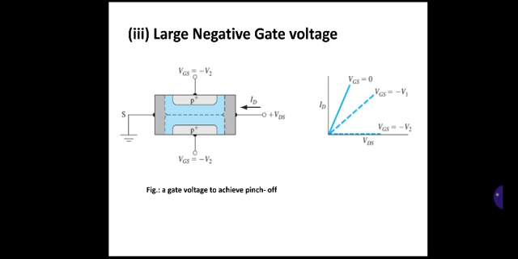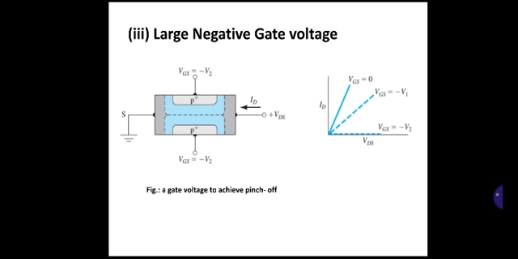So in the channel there is no space. That is the difference when a large negative gate voltage is applied. The reverse biased gate to channel space charge region has completely filled the channel region, because of the large negative gate voltage, that is VGS equal to minus V2. The other two conditions are the same here, that is, the source is grounded and a small drain voltage VDS is applied.